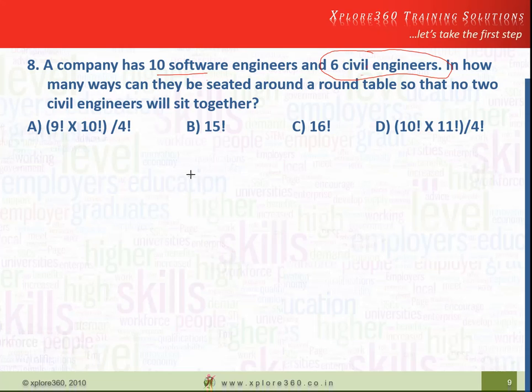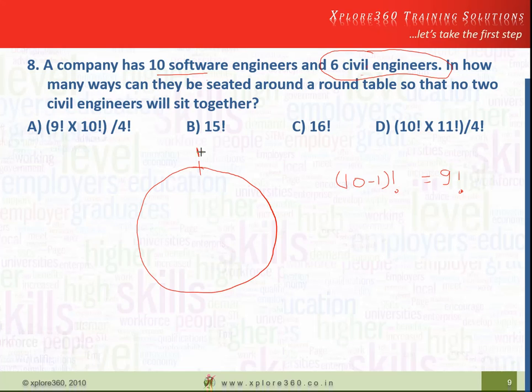Here I am going to have a different approach. In permutation combination, you can use whatever approach you want to use. Here I am going to use two things. First one is the circular permutation, and then simple permutation. 10 software engineers can sit along the circular round table in how many ways? In 10 minus 1 factorial ways, circular permutation. So straight away you will get 9 factorial. But the problem is with civil engineers. Civil engineers are not going to sit together.